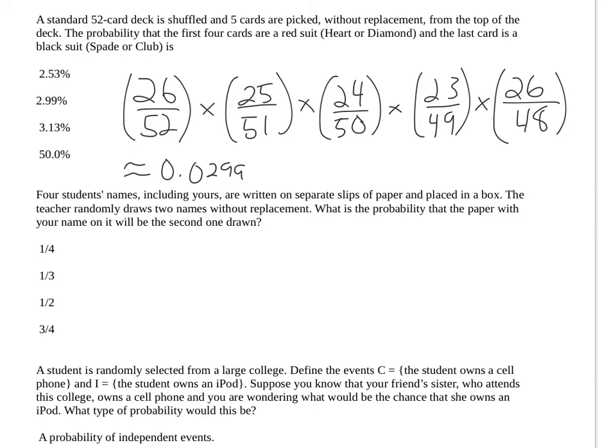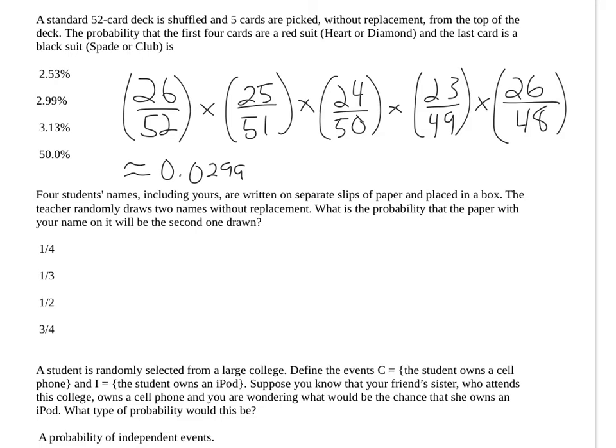Now, if I had said instead in the question with replacement, then it would be easy, right? It would just be 26 out of 52 times 26 out of 52 times 26 out of 52 times 26 out of 52 times 26 out of 52. Or, equivalently, 1 half times 1 half times 1 half times 1 half times 1 half, which is 1/32, which is slightly different from this answer, but not by much. Alright, if you have any questions on that one, please let me know. Let's move on to the next one.